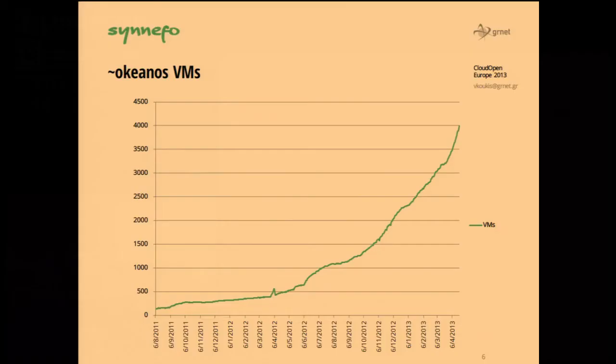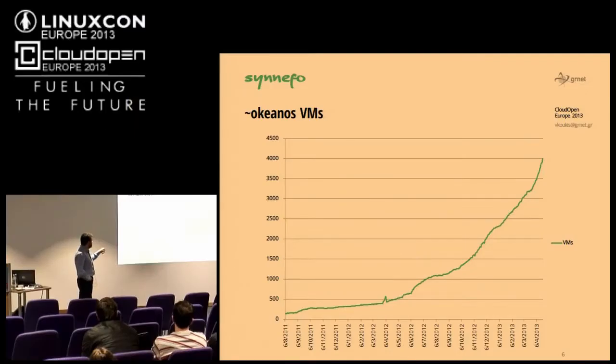This is a graph of the number of virtual machines on the service since we went into production, which was around August 2011. The service proved to be quite popular. The graph is a bit obsolete because the counting stops at April 2013. This is about 4,000 VMs. We're at about 5,500 VMs right now, which is a pretty big number. We run on about 200 physical nodes.